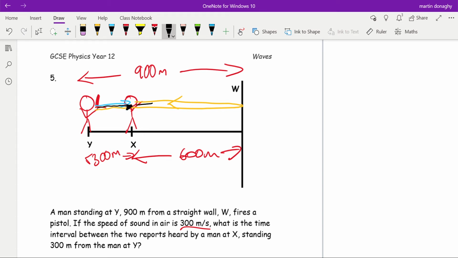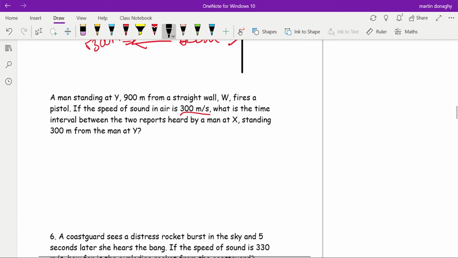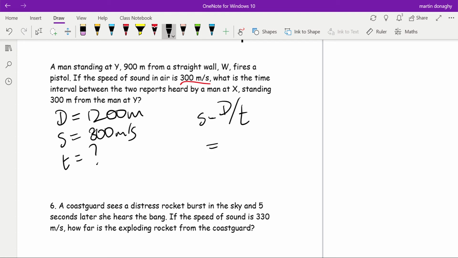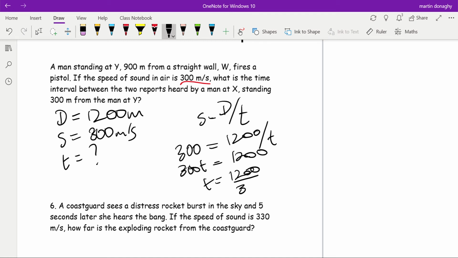But if we just look at, let's say, the sound travels along here and then he hears the first sound. After that, the sound has to travel from here to the wall and back again, which is an extra distance of 1,200 meters. And we can just then put that into our equation. So 300 equals 1,200 divided by t. 300t equals 1,200. t equals 1,200 divided by 300, which is just 4 seconds.